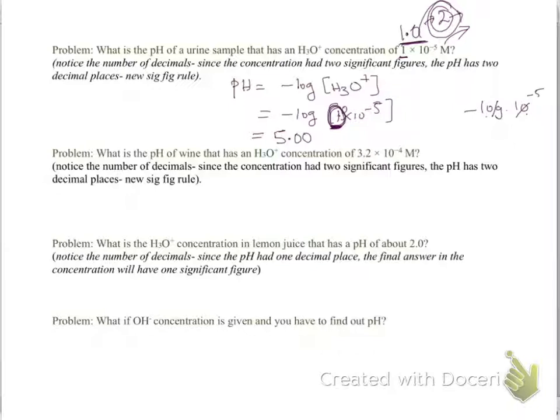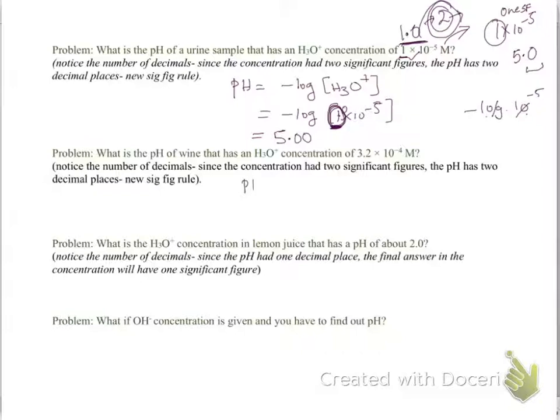If I just want to keep 1 times 10 to the negative fifth, then I have only 1 significant figure here, so I need to have only 1 digit after the decimal, 1 decimal place. So the number of significant figures in the concentration is equal to the number of decimal places in your pH answer. Let's look at another question.